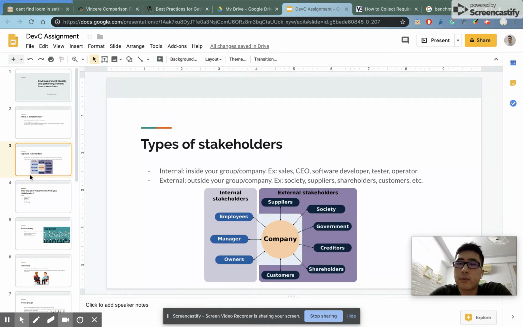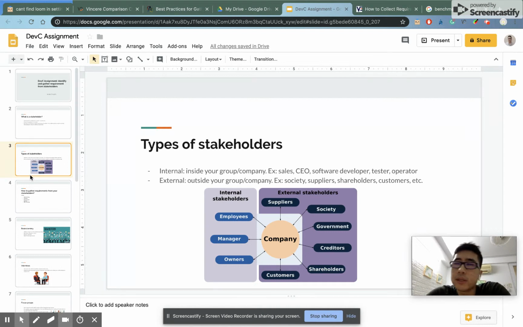Moving on, I want to list out the types of stakeholders. There are only two types of stakeholders, as you can see in the picture here. Let's say your company is the center of everything. On the left, you see the internal stakeholders. On the right side, you can see the external stakeholders.